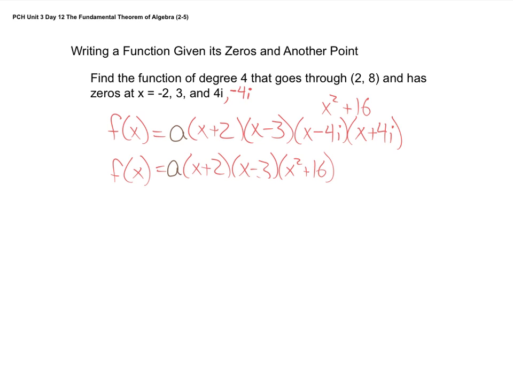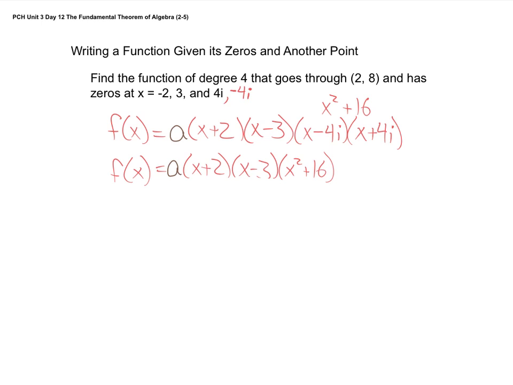Could you say that again? The leading coefficient will change all the other values, because it's going to stretch or shrink the graph vertically. Think about our transformations. A will stretch or shrink it vertically, but the zeros are on the x-axis, so no matter what I multiply by, 0 times anything is still 0. It won't affect my zeros. So we've got to figure out the a that will make this function hit the point (2, 8). How would we do that? Any ideas?